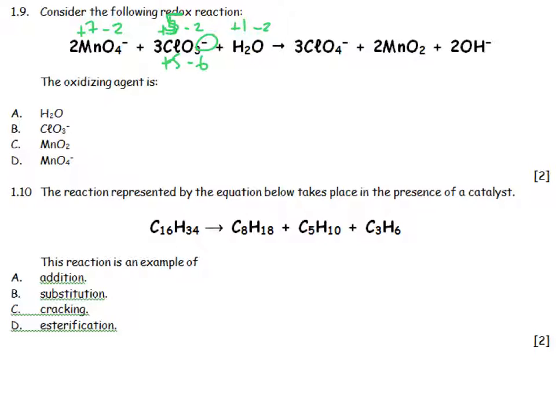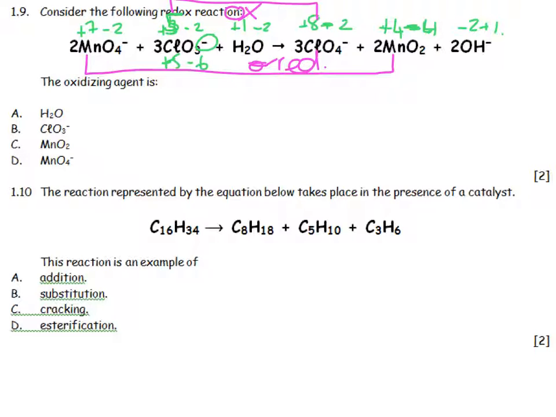Plus 1, over here you've got minus 2, this turns out must be plus 8 if it's going to be neutral. This manganese plus 4, at least minus 4, plus 4, minus 2 plus 1. Okay, so what have we got as changes? We've got the manganese going from plus 7 to plus 4, it's reduced. And you've got chlorine going from plus 5 to plus 8, so that is oxidized. And then the oxidizing agent is the substance that got reduced, so it will be the MnO4 minus.